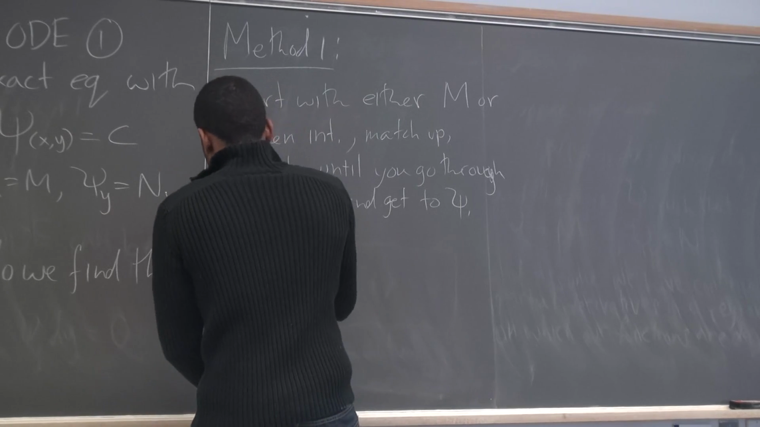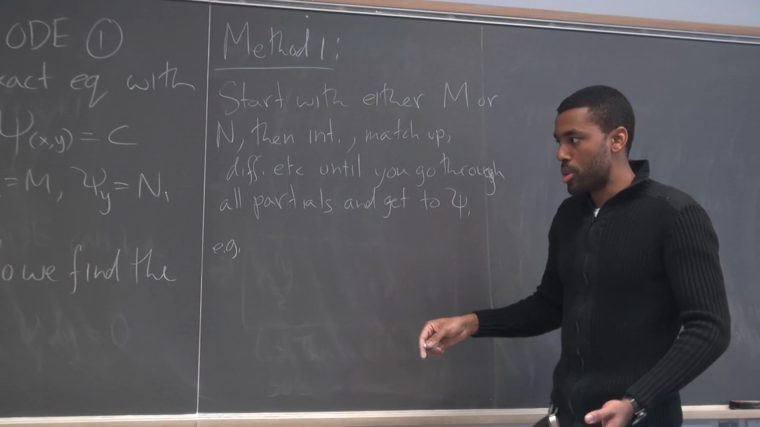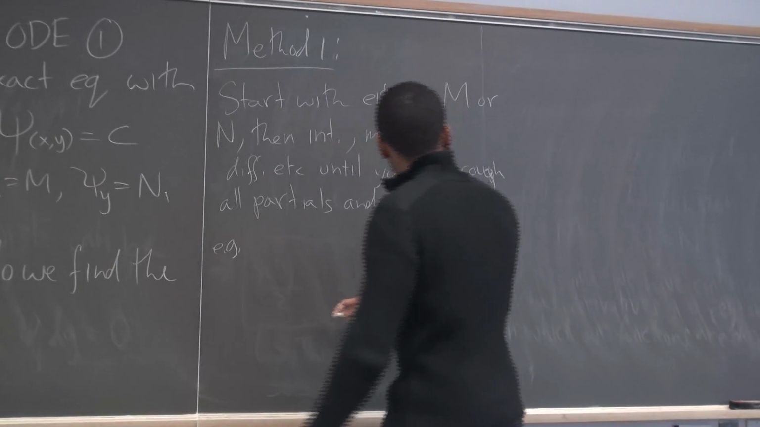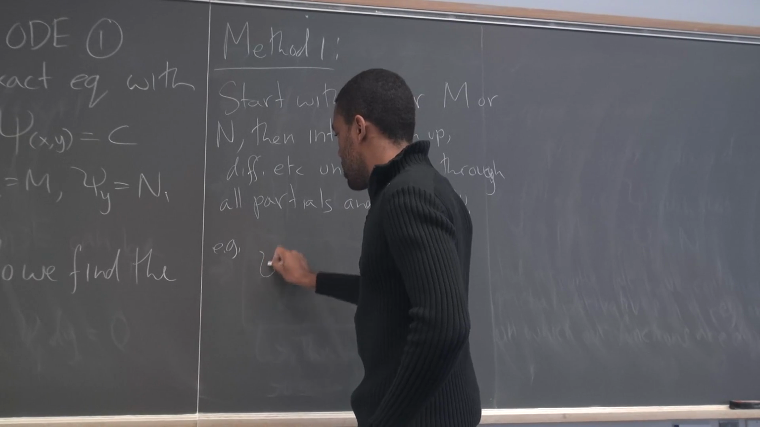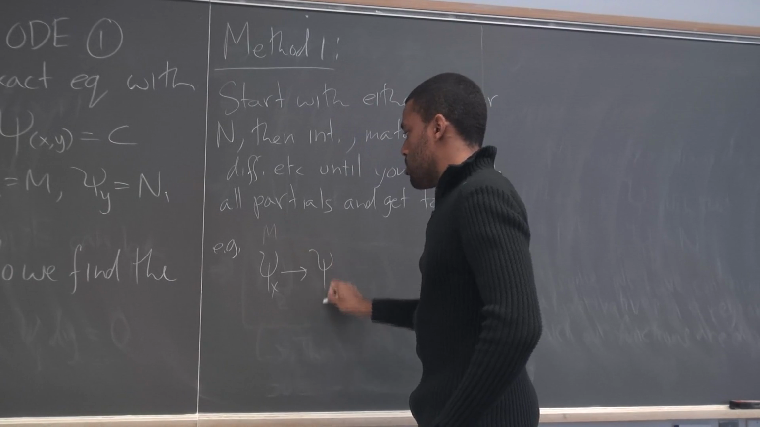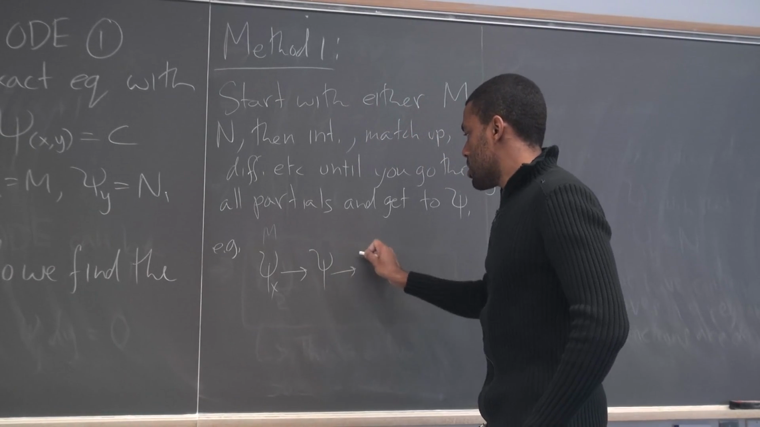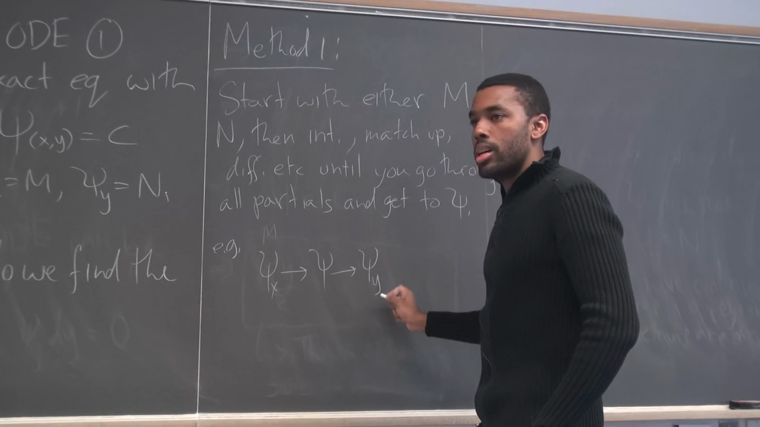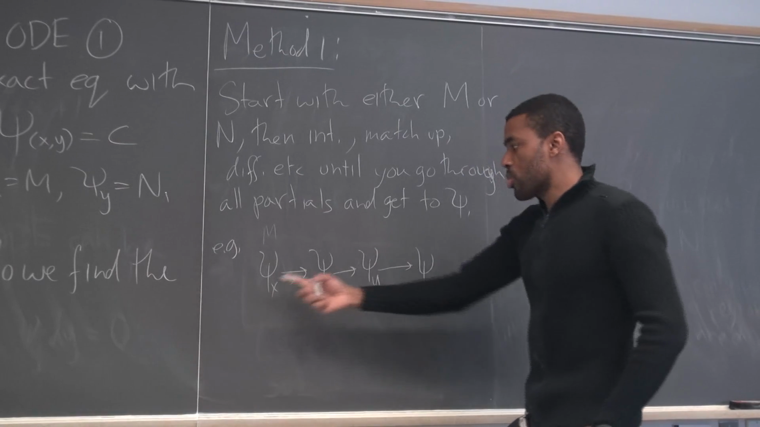So basically, here we only have to worry about two partial derivatives. In 392, you'd have to worry about three or more. But basically what you're going to do is start with one of them, like the partial with respect to x, which is M. You're going to get to gamma by integrating with respect to x. Then you're going to differentiate with respect to y. Then you're going to integrate with respect to y. You're going to go through all the partials.